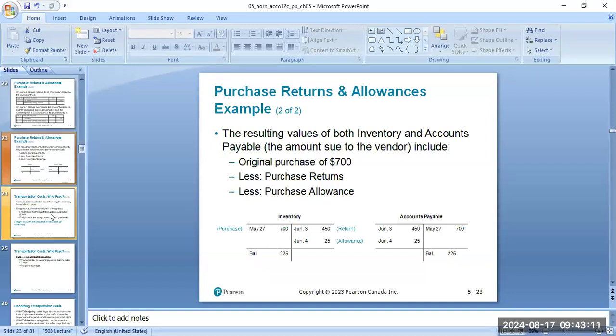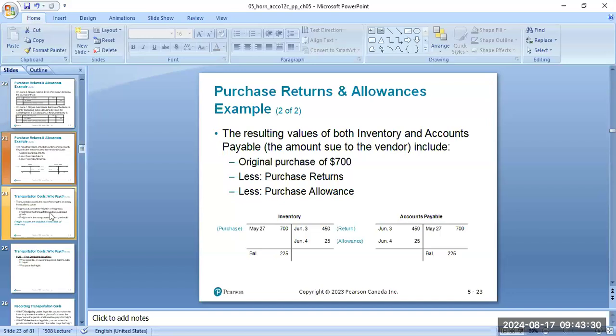So where will be our inventory at this point? Original was 700. Then we return 450. Then we get allowance of 25. Our inventory, cost of our inventory right now is $225. Let's check for accounts payable.